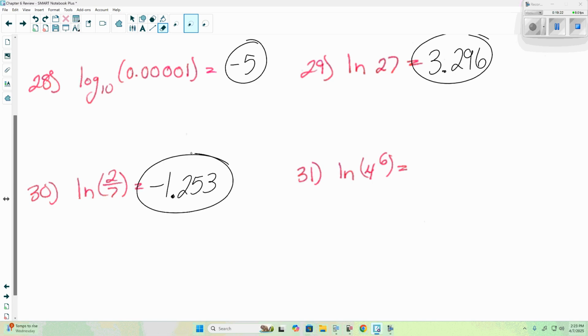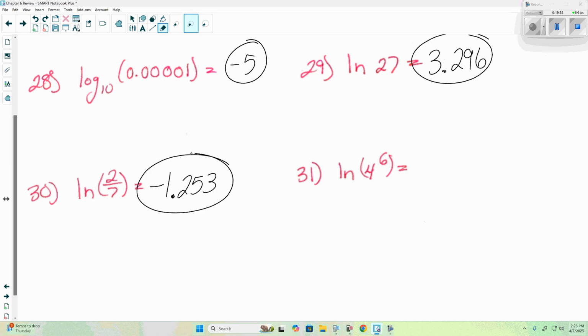Now, a log, natural log or log, can equal a negative. That's fine. We cannot have a negative inside of the logarithm. The natural log of 2/7 equals this negative 1.253 is fine. I cannot take the natural log of negative 1.253. That negative cannot be inside the log. They can equal a negative. It cannot be negative or 0 inside. Okay?